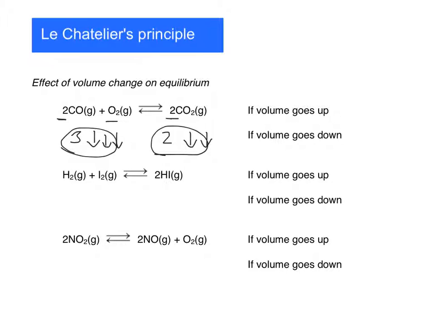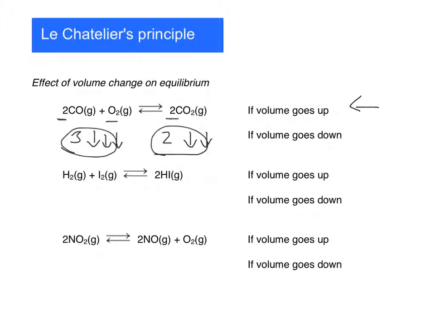So if our volume goes up, our concentrations go down, and that effect will be larger in the reactants. So we have less reactants than we do products, or a bigger decrease in reactants than products. So we need to make more reactants in order to compensate for that change. So that will be a shift to the reactants or to the left.